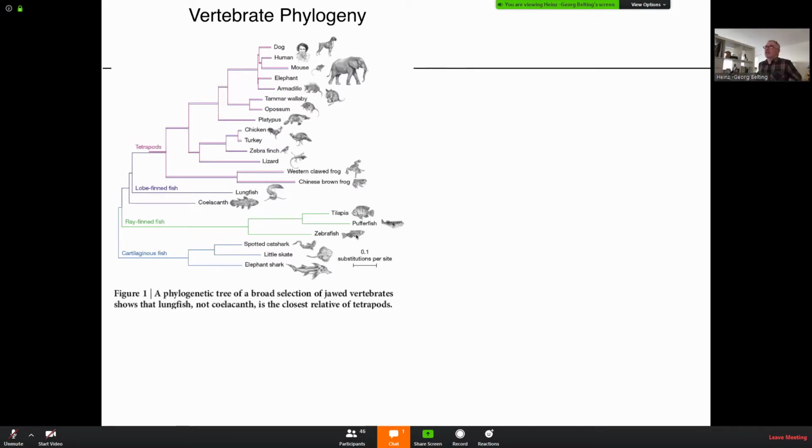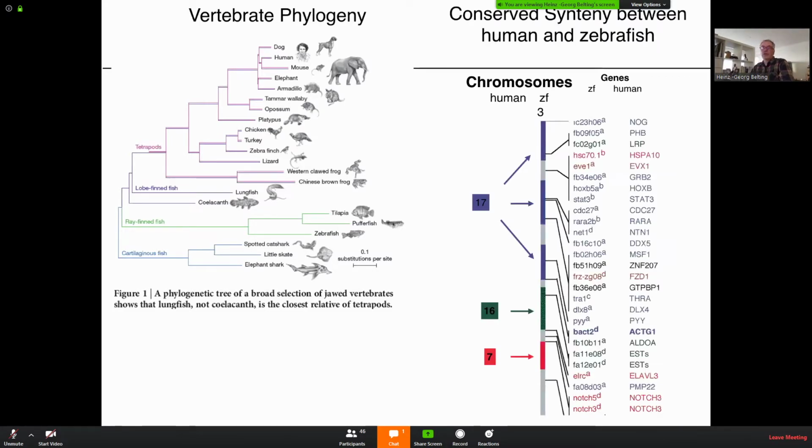Nevertheless, besides this 200 million years of separation between coelacanth, zebrafish and mammals, there's a high degree of conservation, which is quite obvious, but you can also trace that back to the genome level. And I find that quite remarkable. There has been, I think, even 400 million years of separation.